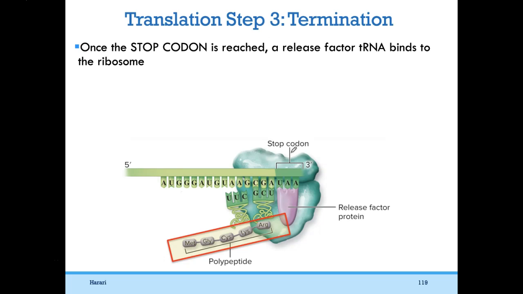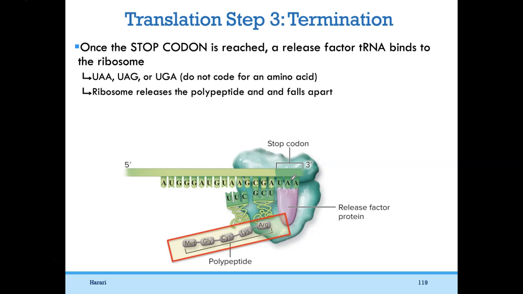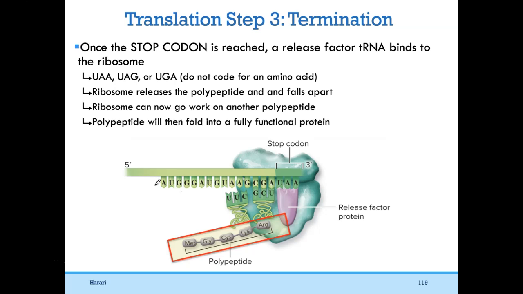And when that is reached, a release factor binds to the ribosome. So it looks like a tRNA, but it's not. It's a special release factor that recognizes the stop codon. And that causes the entire ribosome to release the polypeptide. And it falls apart. The ribosome can now work on another polypeptide. So this ribosome can now find another mRNA transcript and start working on making another protein. This polypeptide, which is just the chain of amino acids, will then fold into the proper protein conformation to be functional.